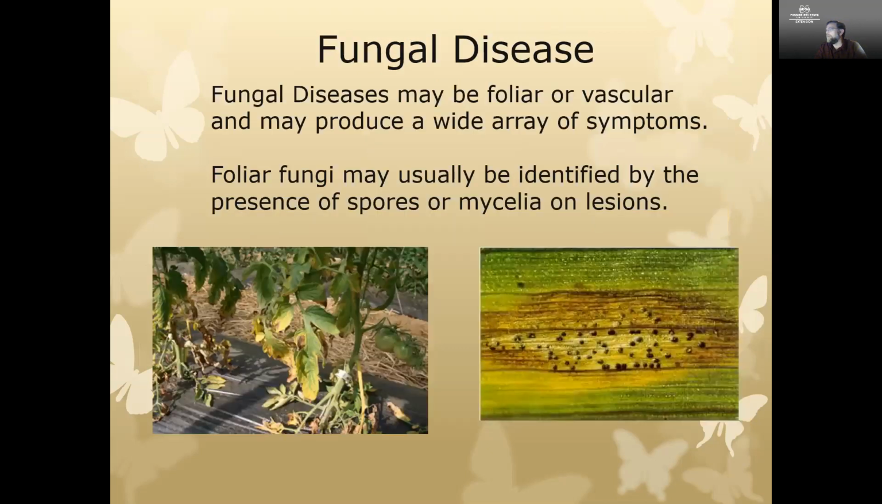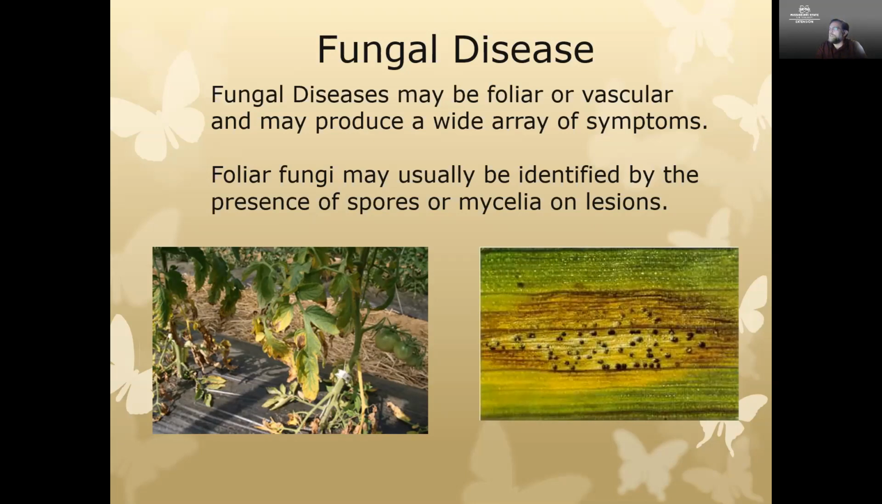So as we talk about fungal diseases, it's important that we understand that we can really break fungal diseases down into two big categories: foliar diseases and vascular diseases. So a foliar disease, foliar means leaf, so we see the lesions or the damage caused by that fungus on the foliage of the plant.